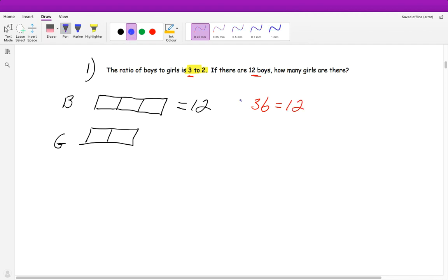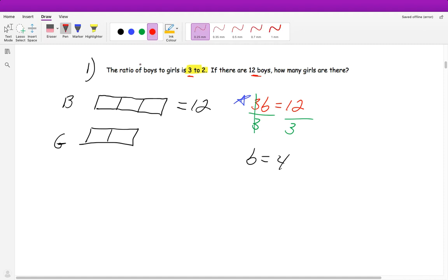This is something that you must do. Without setting up your equation, you're not going to get full credit for all the standards you're being tested on. I will then divide each side by 3 to isolate my variable. Remember, what's being done to it? We do the inverse: multiplication's inverse is division. So now we get b is equal to 4.